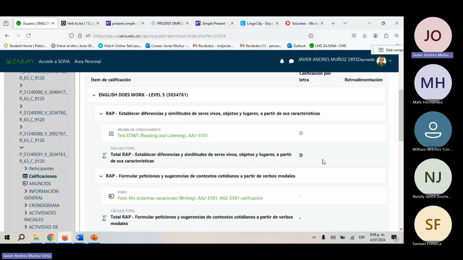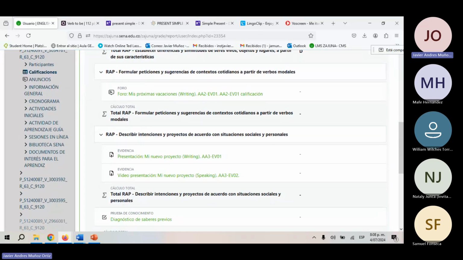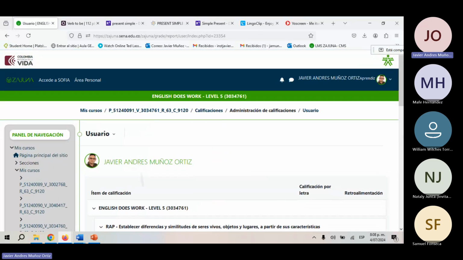Here in grades, you're going to see a D, that means failed. You need to repeat the test. Or you're going to find an A, that means you have already approved the test, the activity in this case. In terms of the test, you're not going to have feedback because it's not possible to give you feedback on the tests. But on the forum or in the presentation or the video presentation, you're going to have feedback. It's highly probable that you will receive feedback.